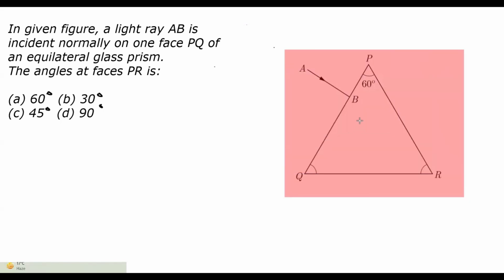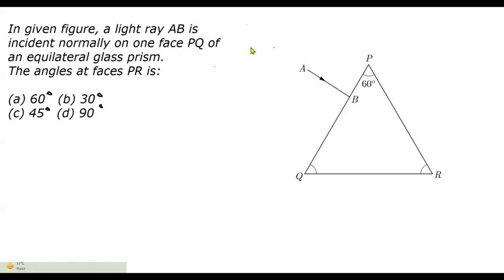So you can see we are given a figure over here, and I read it, and it's given that it's an equilateral triangle over here. So that means each angle is how much? 60 degree. Well, what we can see over here, the ray AB is incident normally on the face. So as you know, whenever a ray is incident normally, that is along the normal, then it goes undeviated. So it will strike this over here, right?